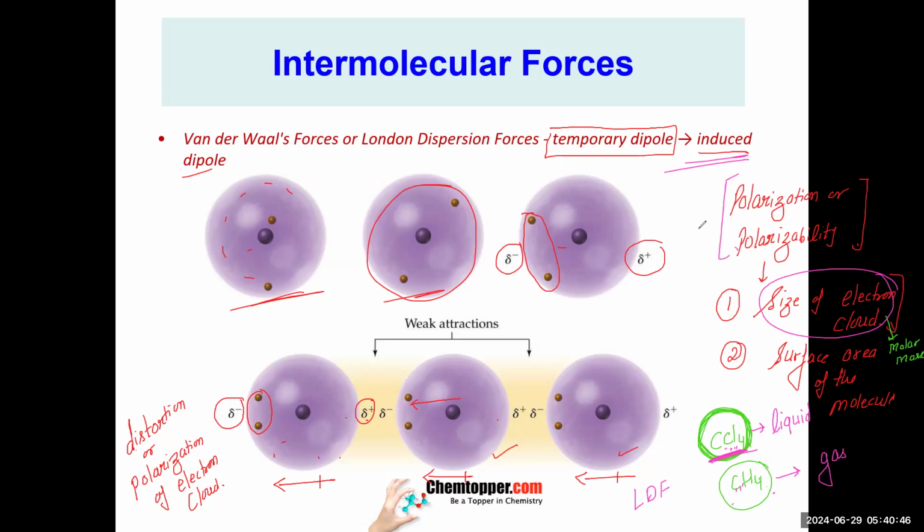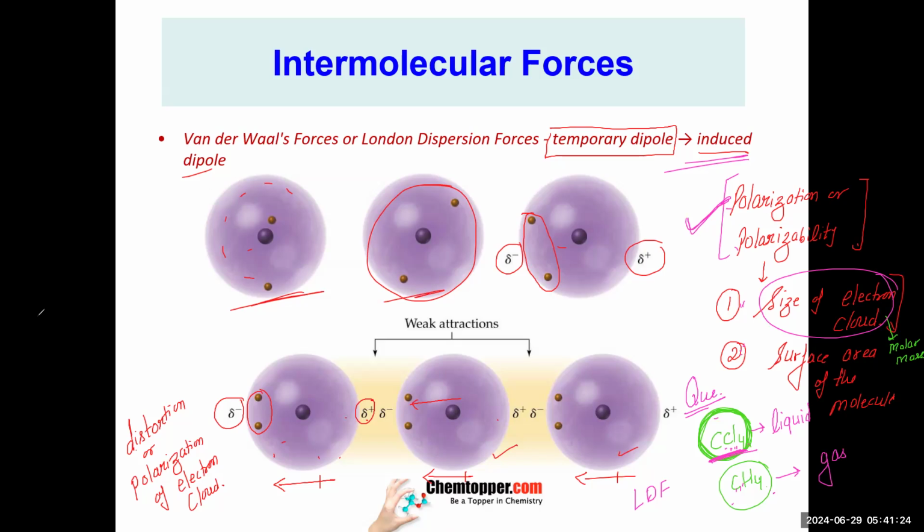Include this knowledge in your language. CCl4 is more polarizable than CH4. So CCl4 has stronger IMF, stronger London dispersion forces than CH4. So CCl4 is liquid, CH4 is gas. So this is an important question. And remember these two points. You can write it down somewhere. Polarizability.